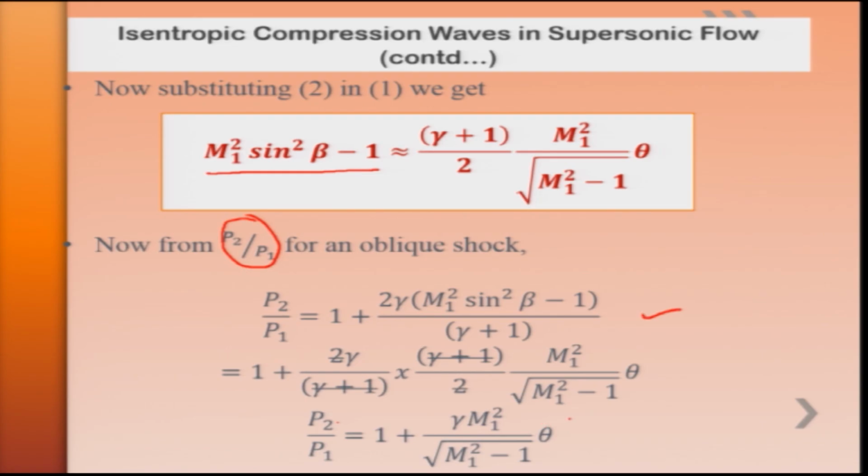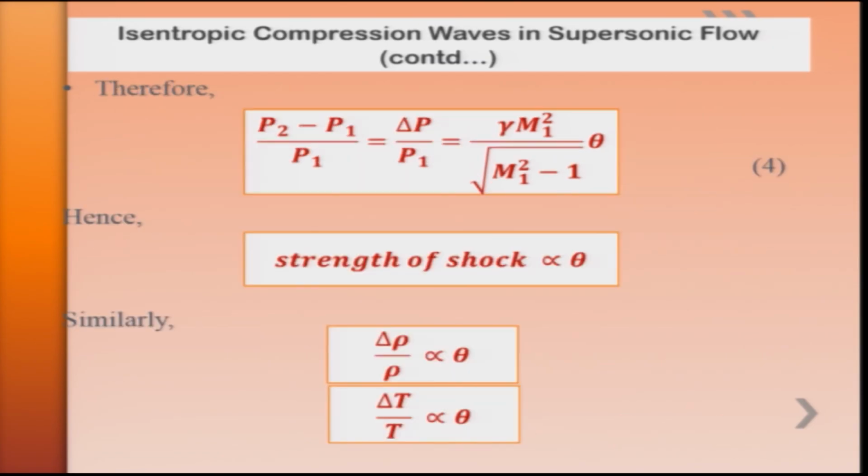But note it down, we have already written that (P2 minus P1) upon P1 is what we call the strength of the wave, which we have earlier denoted with capital P. Using this relationship, if I move this term to the left hand side, I can write that the strength of the wave is nothing but gamma M1 square upon square root of M1 square minus 1 into theta, which I have written for you here.